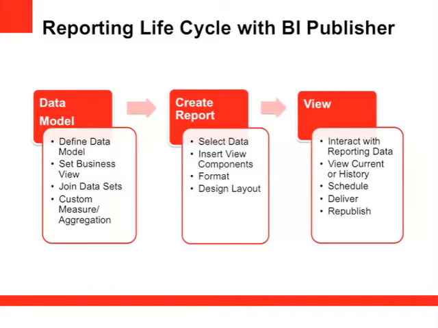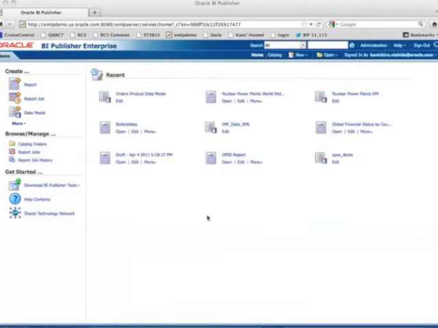So now let's take a look how to create your first BI Publisher report. This is the BI Publisher homepage that you will see right after you log in. Here there's a report, job, and data model under the create. So you can use this menu to create a data model.